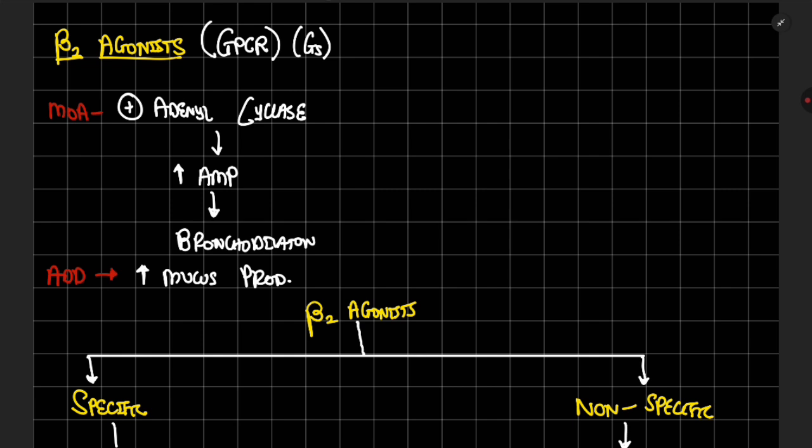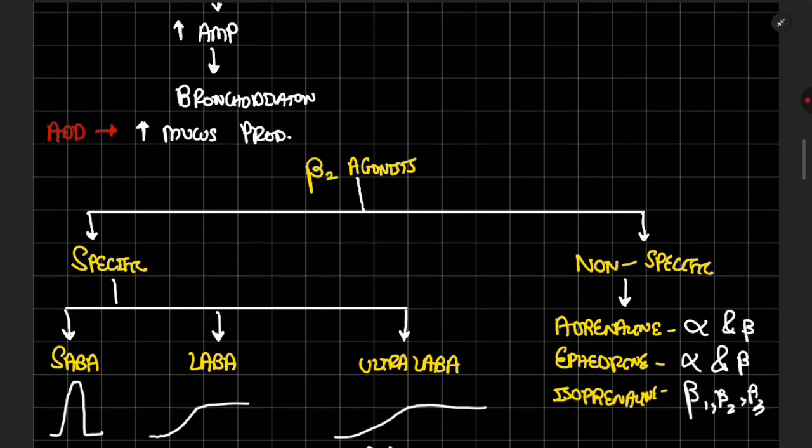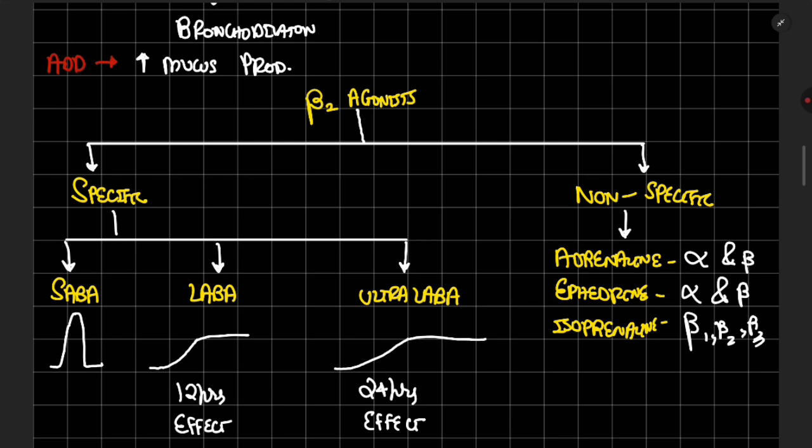Now let's revise. We have in beta 2 agonist the mechanism of action. It activates the adenylyl cyclase pathway, then cAMP is increased, therefore we observe bronchodilation. Then the additional effect is increased mucus secretion.